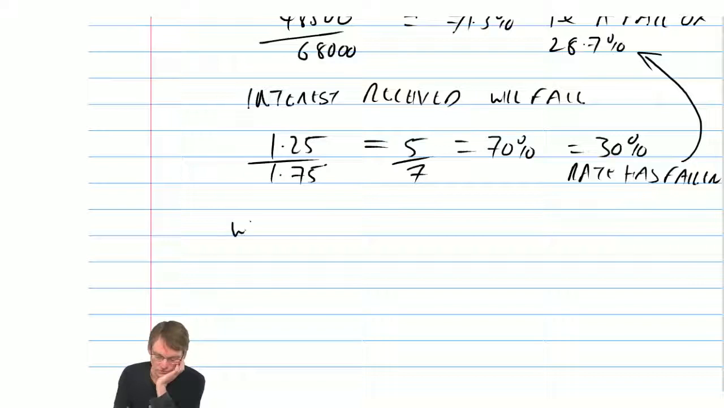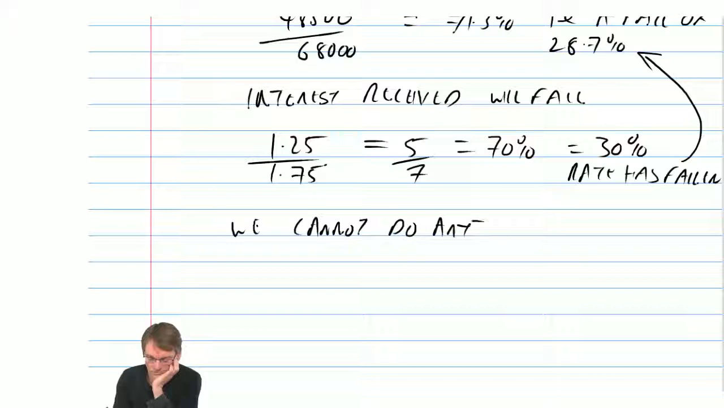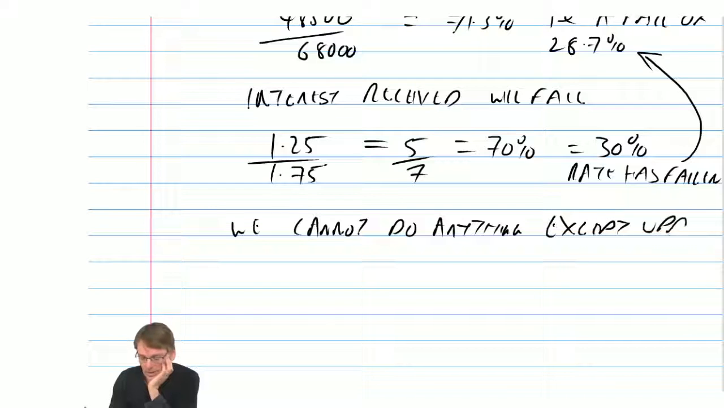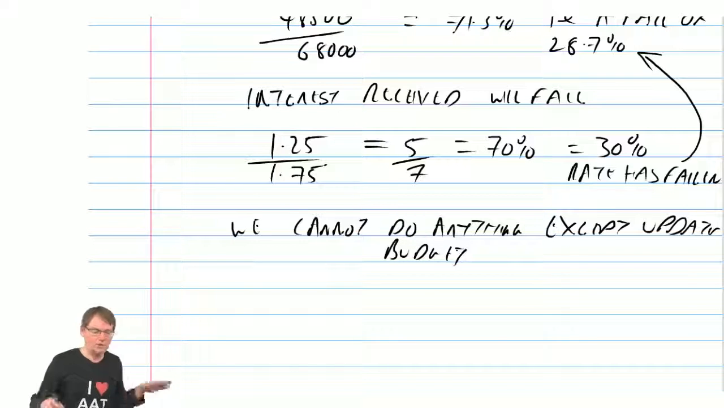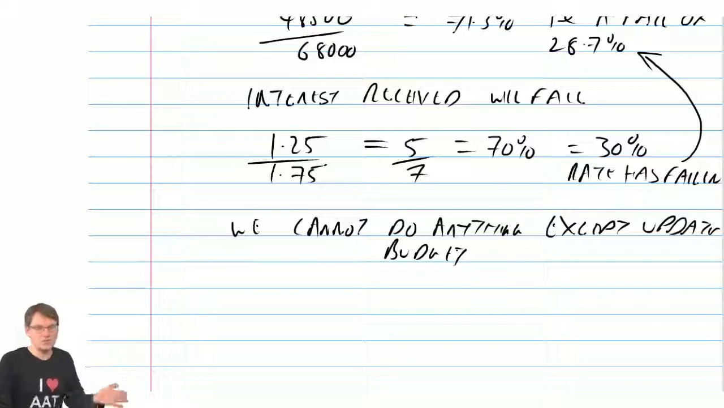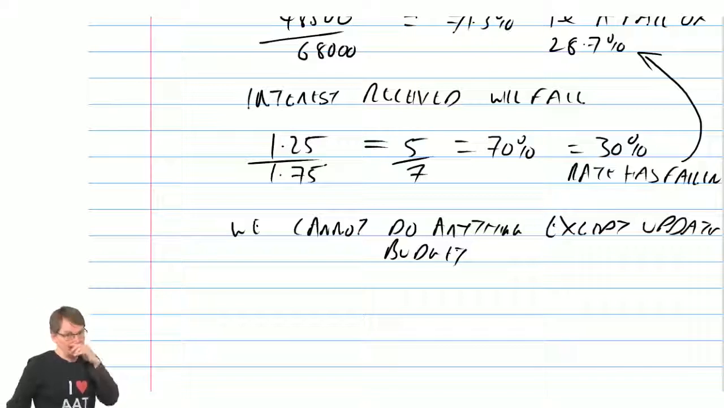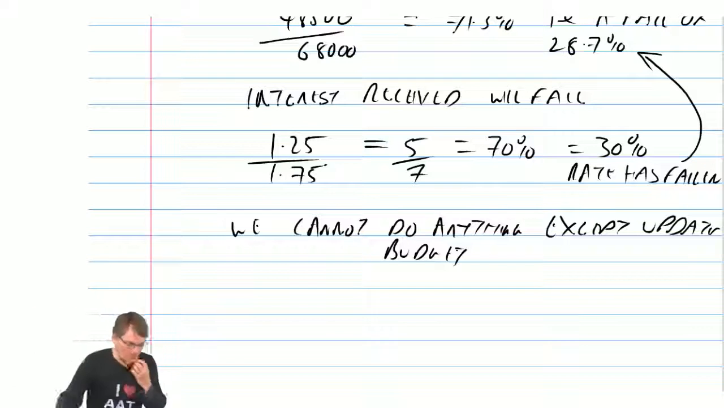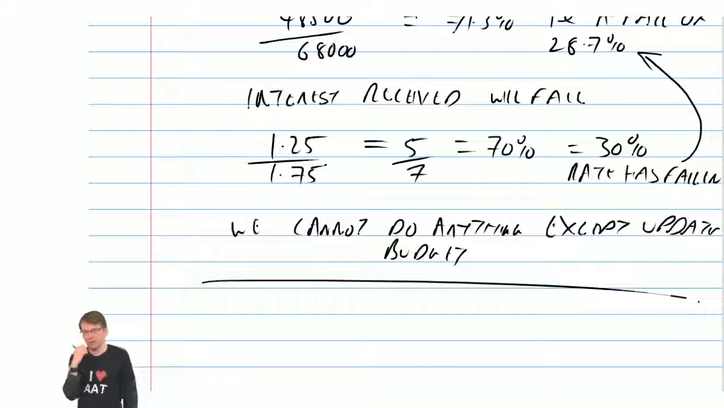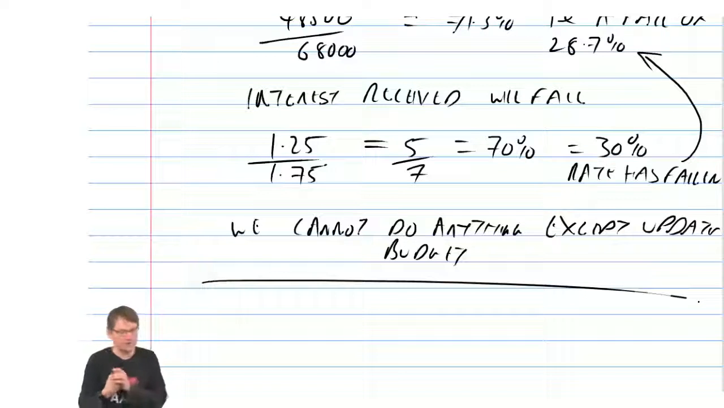Nothing. So we cannot do anything about this, except update the budget. That's the only thing we can do. We can't affect the bank base rate. All we can do is, when we're doing the budget for next month, change the interest rate, so we change the amount of investment income we are expecting to get, because we can't do anything else about it. There's no action we can take. So it looks as though the interest rate fall has accounted for all of that change in investment income.